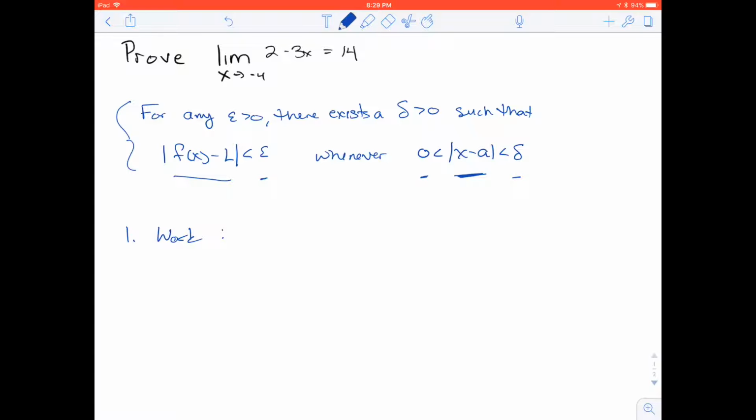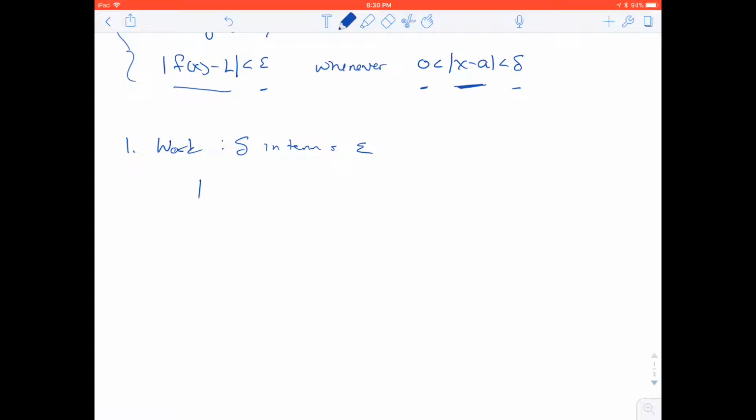So whenever we solve these problems, we have two main steps, right? We have the work, and the goal of our work is to find delta in terms of epsilon. The way we do that is by using our distance between f of x and L, and somehow we want to show that that's less than epsilon. So we plug our function in, we plug our limit in, and we try and manipulate this until we get our x minus a value, which in this case, x minus a would be x minus -4, or x plus 4.